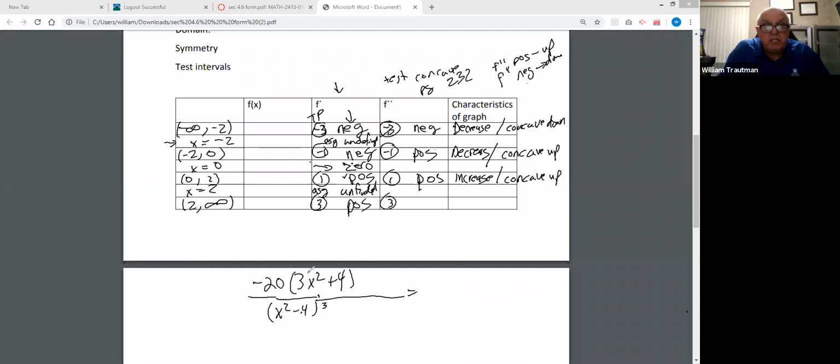Put a 3 in there, I get a positive times a negative. I end up with a negative on top. Put a 3 in there, I get 9 minus 4 is 5. 5 to the third is positive. Negative divided by a positive is a negative. This is a positive slope increasing function. And negative means it's concave down.